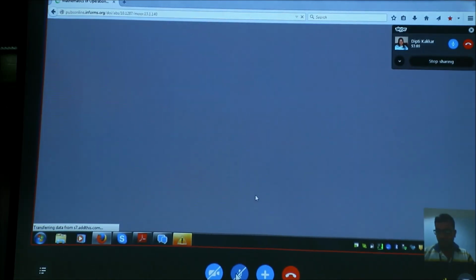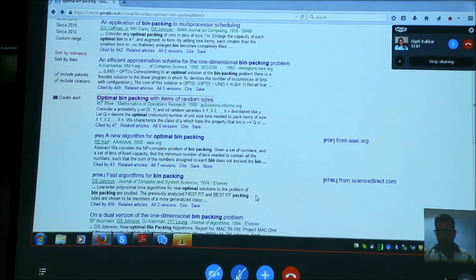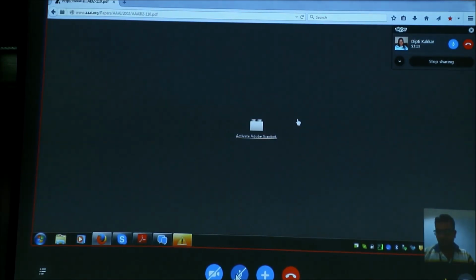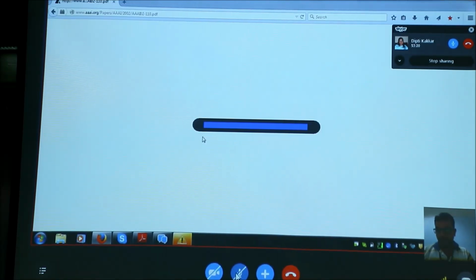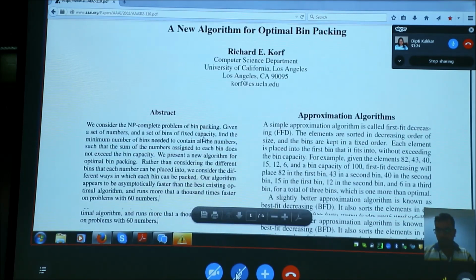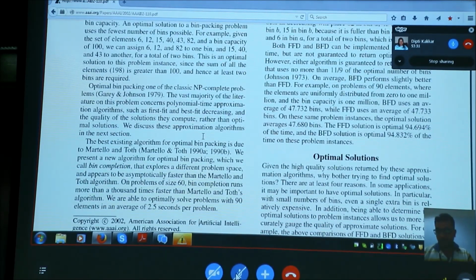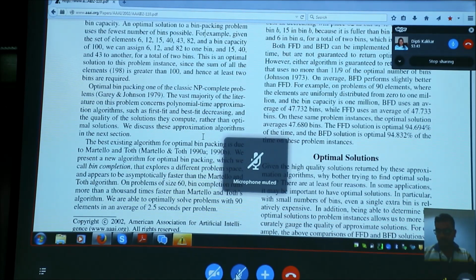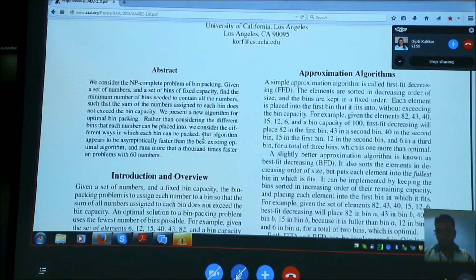New algorithm for optimal bin packing. Let's see what it is. Okay. What is this? We need to look it up. So I'm not finding it. If I find heuristics, nobody is claiming what is the running time.